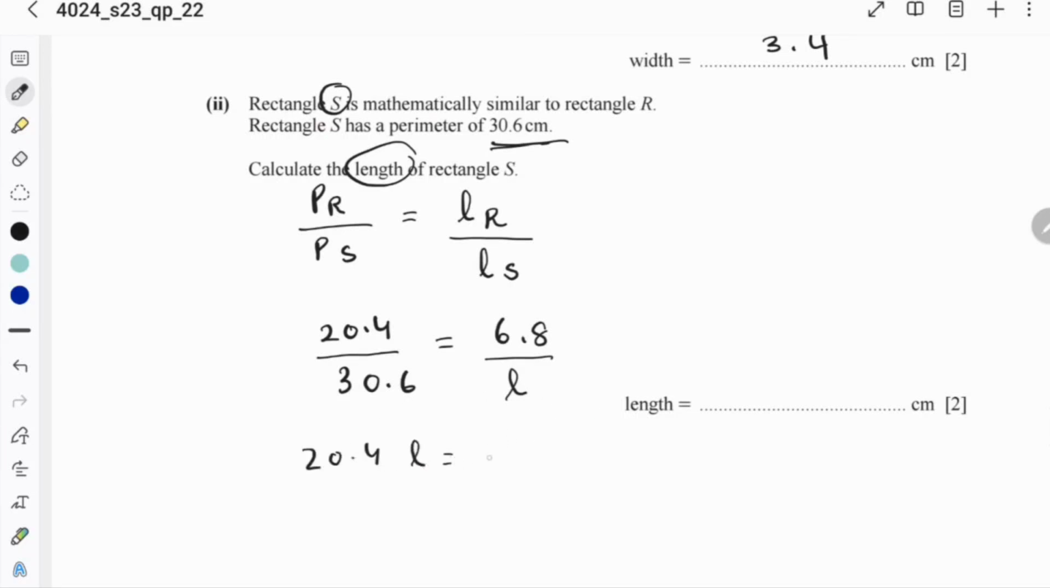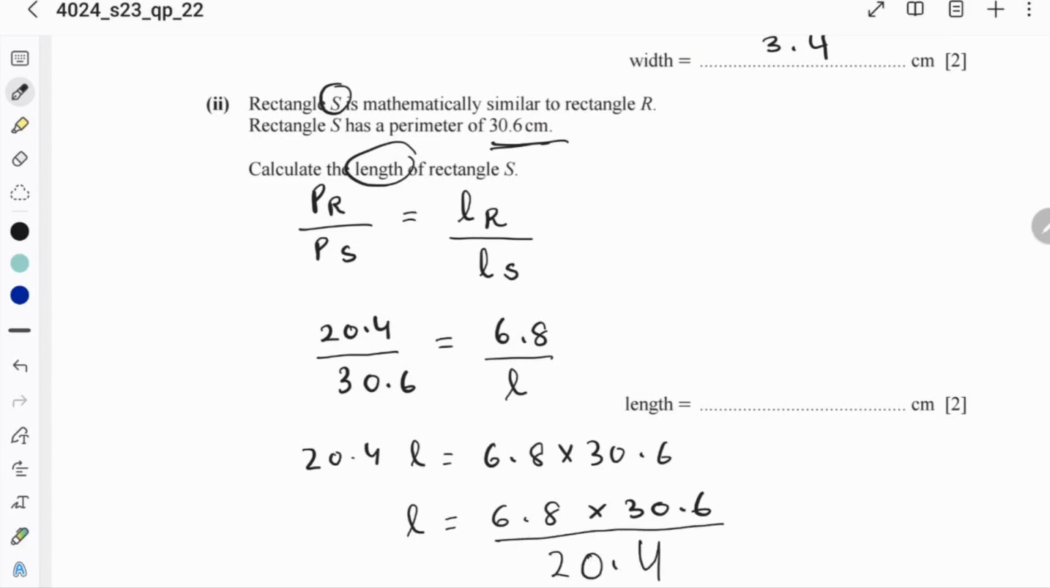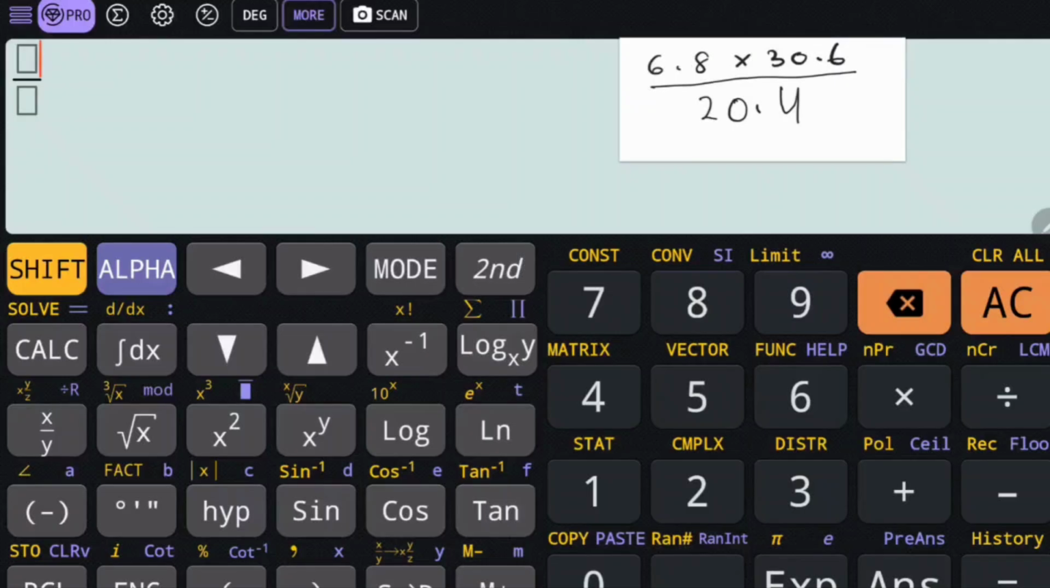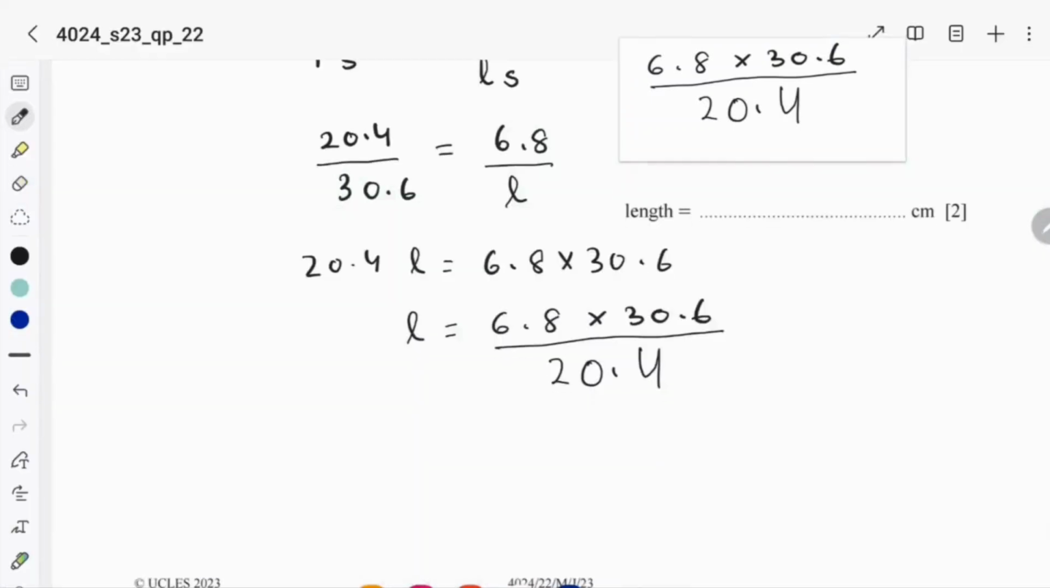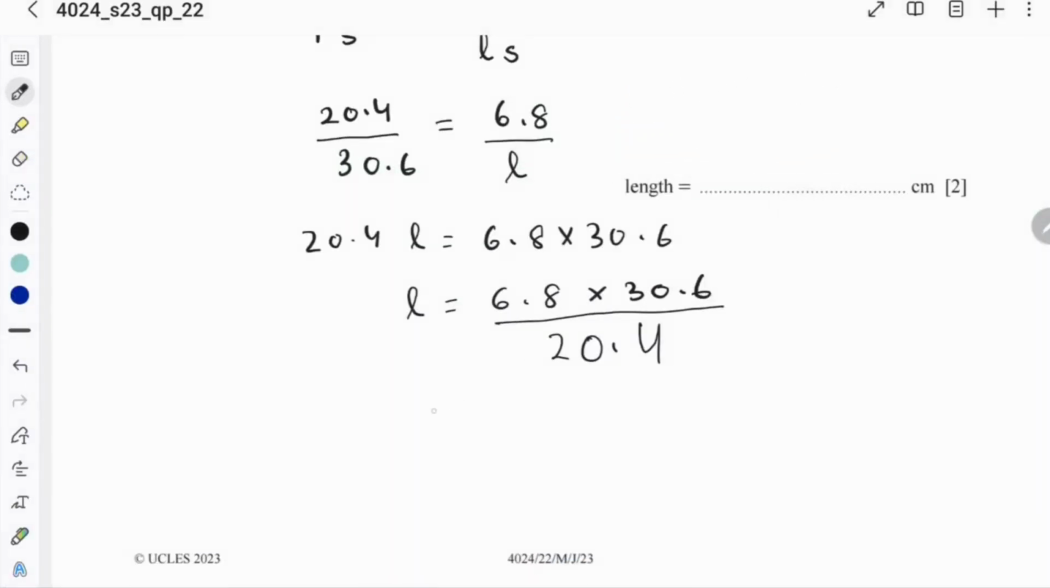20.4 L is equal to 6.8 into 30.6, and L is equal to 6.8 times 30.6 upon 20.4. Now 6.8 multiplied by 30.6 divided by 20.4. So the answer is 10.2. The length is 10.2 centimeters.